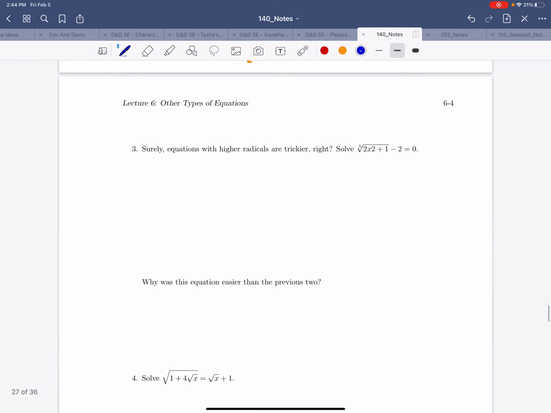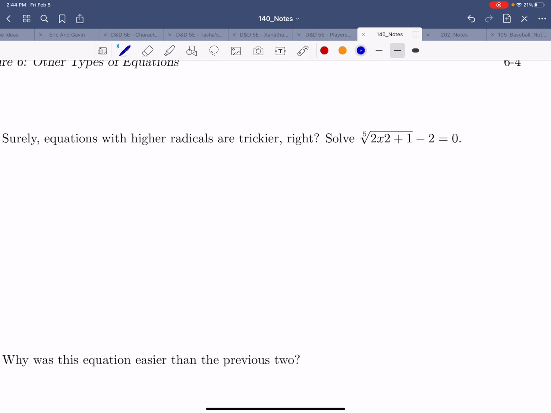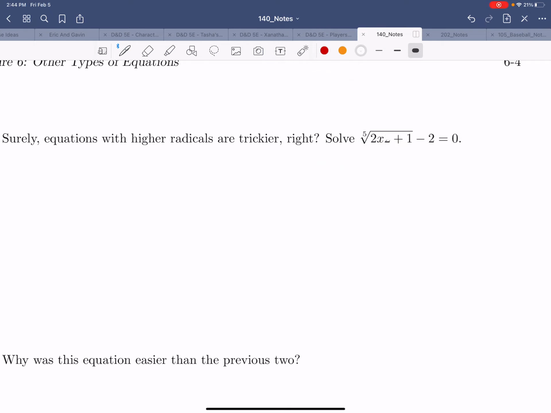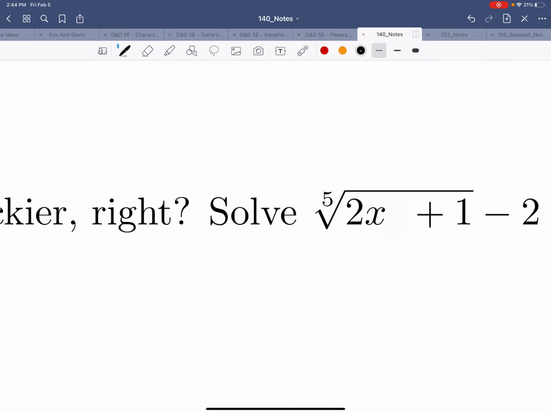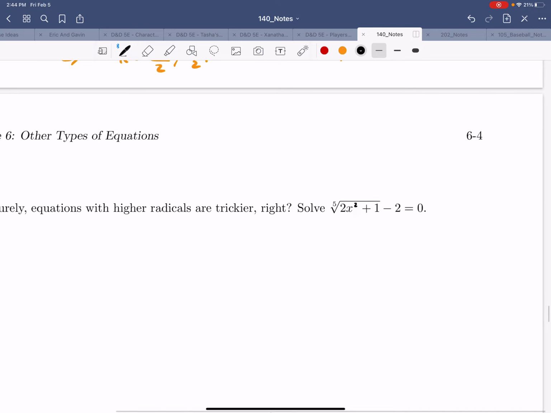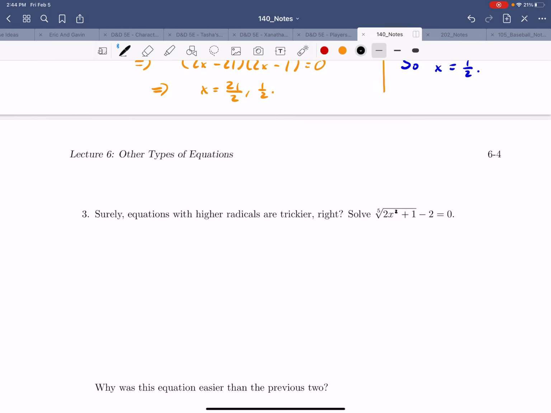Now let's take a look at number 3. This one looks all sorts of gross, not just because I have a typo, and I do apologize for that. Let's correct that by first whiting it out. I don't need that. What we really wanted was this, 2x squared. Much better. We've got a 5th root, ugly.